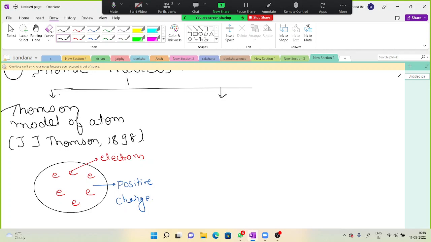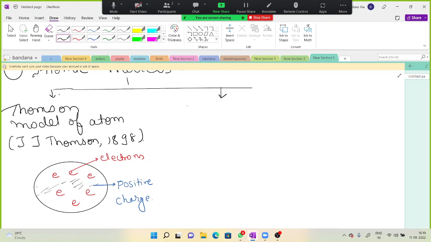Reason for the failure: we know that the nucleus is at the center, but according to Thomson the electrons are embedded and the positive charge is everywhere, in the whole space. He said the electrons are embedded in the positive charge, but it is not true. The positive charge is at the center. If it were like that, then the negative charge everywhere would repel, because positive and negative charges repel each other. But it's not like that.